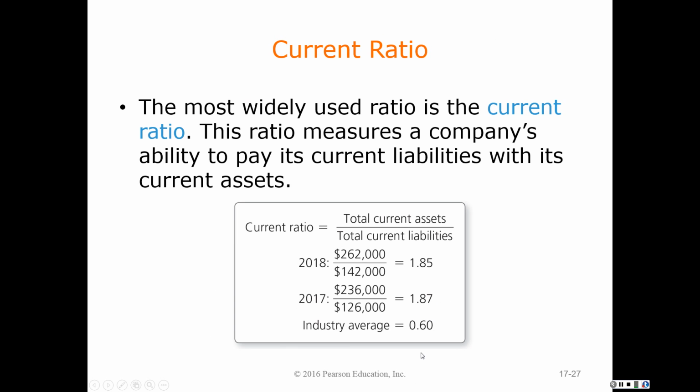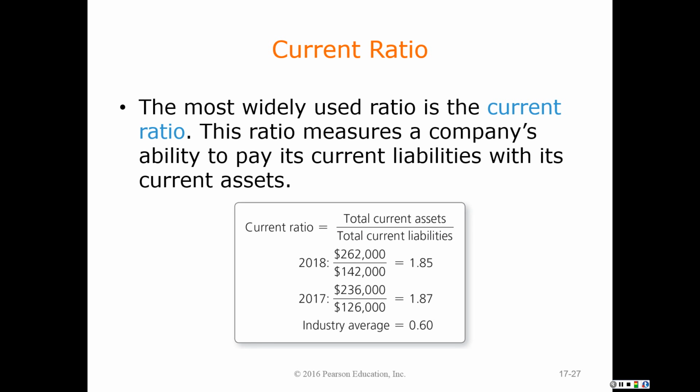we can see that it is decreasing, but it is well above the industry average. And so one obviously would be ideal, and anything below 1 might concern us, but also we need to realize, when is too high? When is the number too high? When am I sitting on too much cash? When are my accounts receivable too high? When am I sitting on too much inventory?